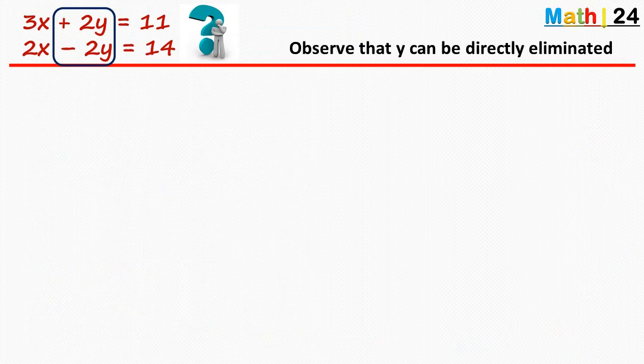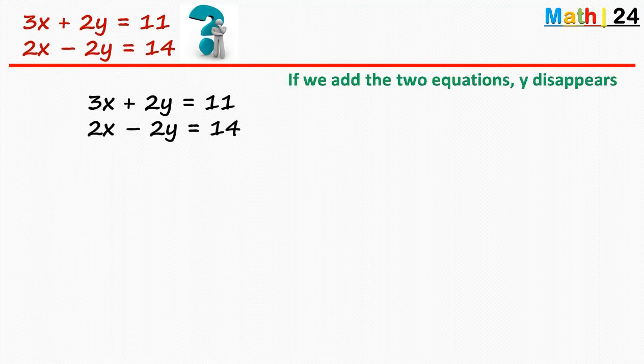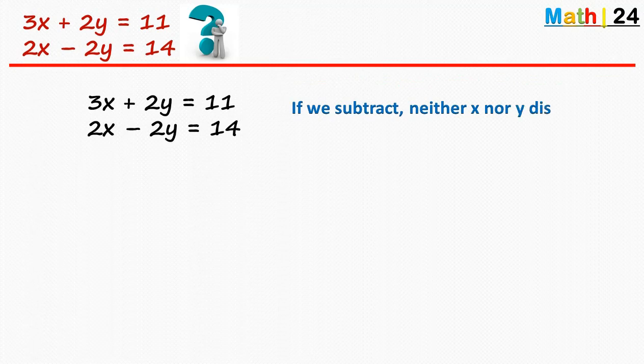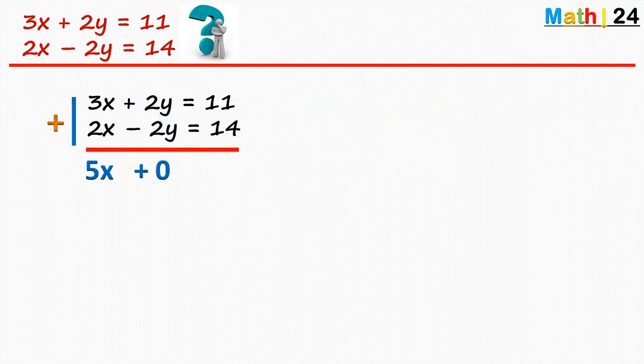We observe that y can be directly eliminated by addition. If we add the two equations, y disappears. If we subtract, neither x nor y disappears. Let us add. We will have 3x plus 2x gives us 5x. 2y plus minus 2y gives us 0. And 11 plus 14 gives us 25.